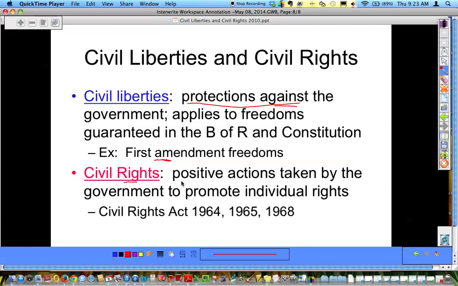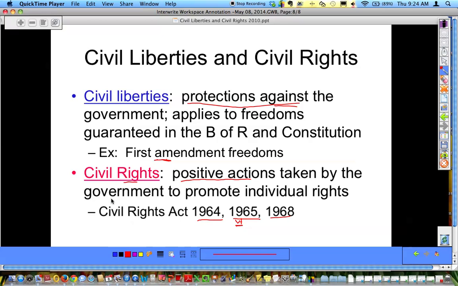Civil rights, on the other hand, are positive actions taken by the government to promote individual rights. All of these civil rights acts tried to limit discrimination by outlawing certain things, whether it is in the workplace, you cannot discriminate because of race, whether it's in public accommodations you can't, whether it's everybody has the right to register to vote, and removing barriers such as the grandfather clause, literacy test, etc.